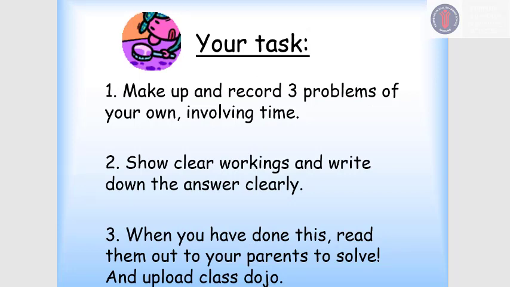So, what is your task today? The first thing, make up and record 3 problems of your own involving time. The second one, show clear workings and write down the answer clearly. The third one, when you have done this, read them out to your parents to solve and upload it to Classera.